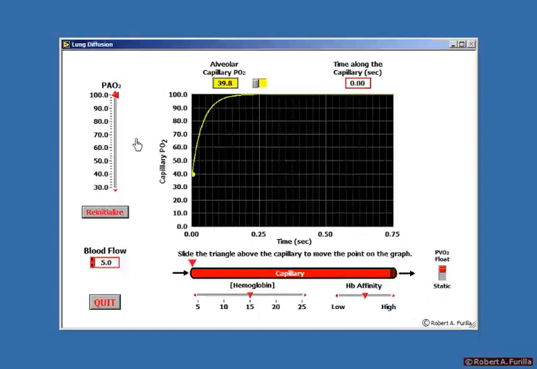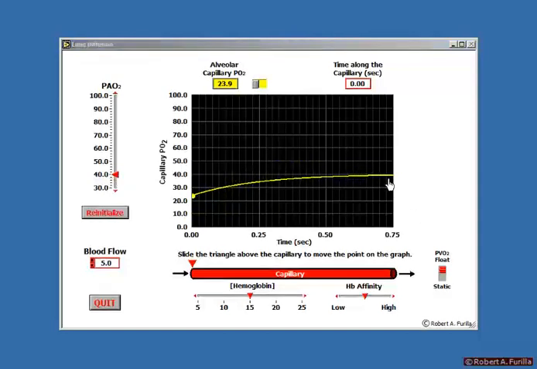Let's try one more thing. Let's go to altitude. I'll bring this to 60. Well, let's bring it down to 40. Let's go way down, 40 millimeters of mercury pressure. Look at how long it took to reach equilibrium. It did reach equilibrium under these conditions, but look how long it took. It's almost out of the capillary before it reached equilibrium.